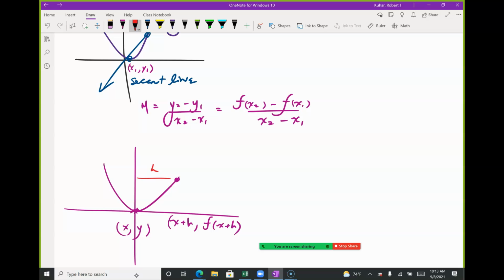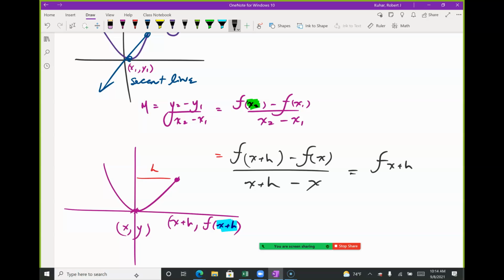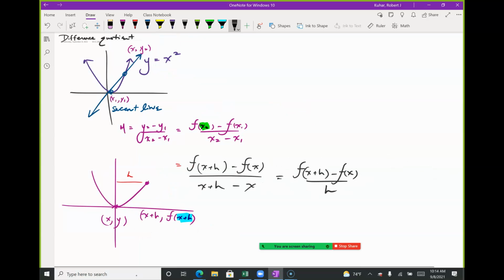And so if we do that, notice what happens to my function here. What's the new value of x2? So looking from green to blue, what's the new value of x2? F of x plus h. X plus h. So that's f of x plus h minus f of x over x plus h minus x, which of course simplifies to f of x plus h minus f of x all over h. And there's finally my difference quotient.